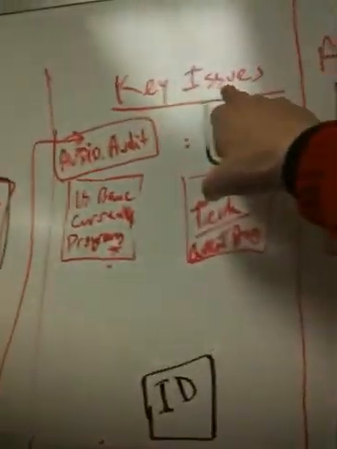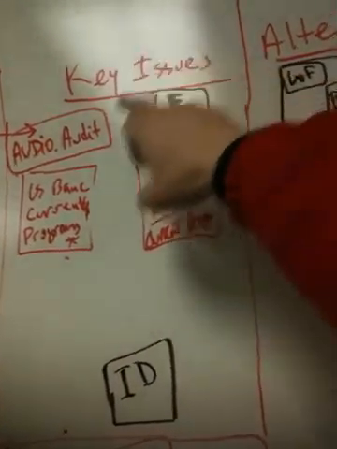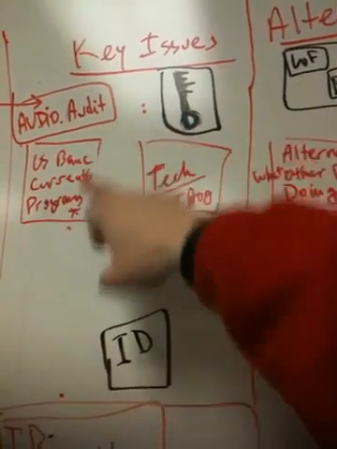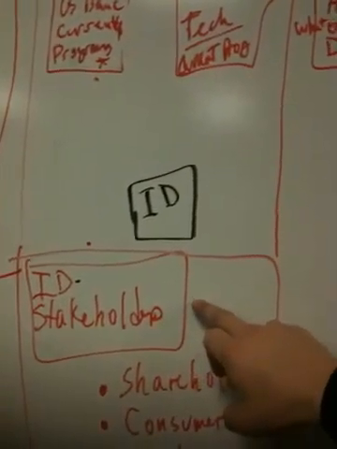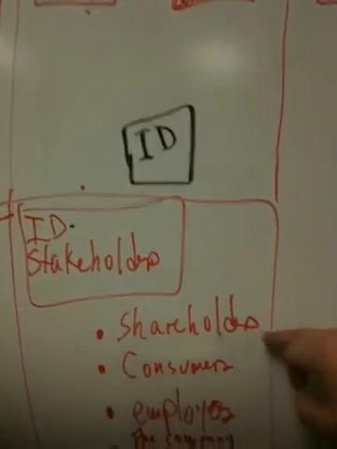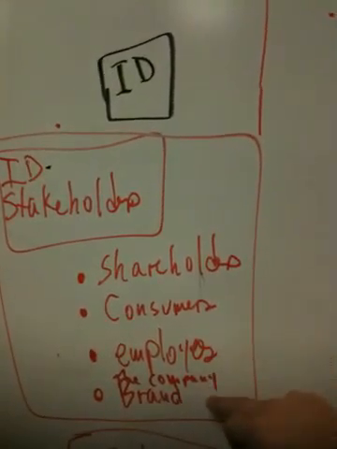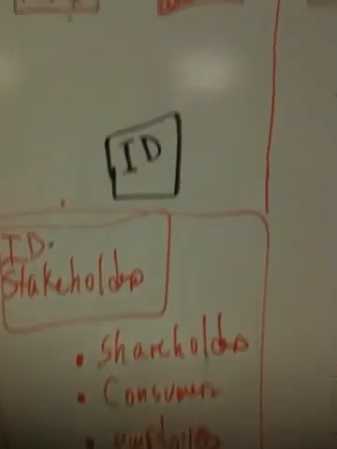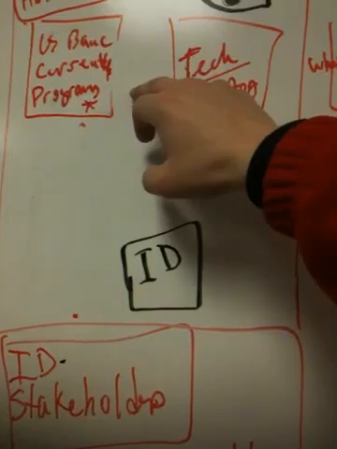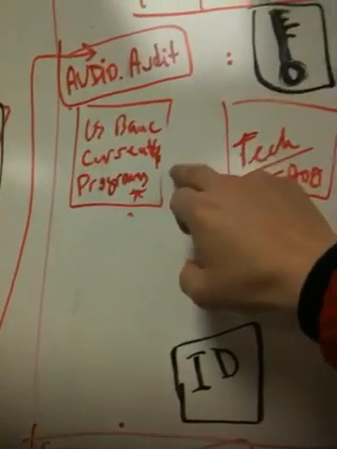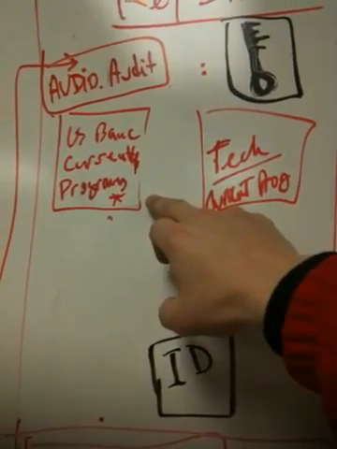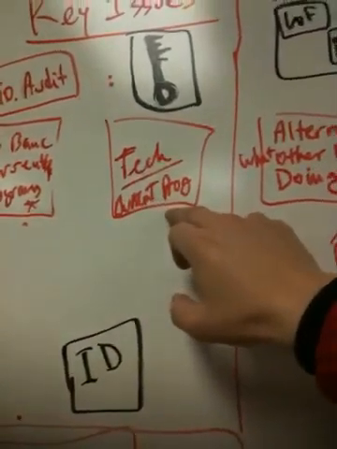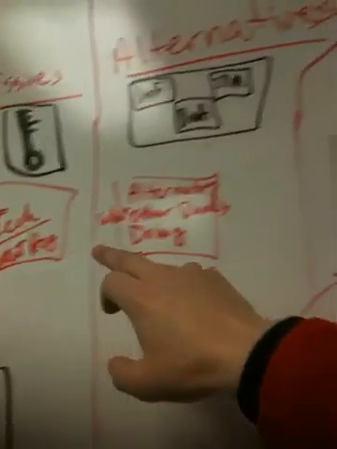Then we move on to key issues, and through an audit, we identify the key stakeholders, which are shareholders, consumers, employees, and the company brand. With this information, we look at what U.S. Bank is currently doing in environmental programs and how technology is influencing those programs in order to achieve outcomes.